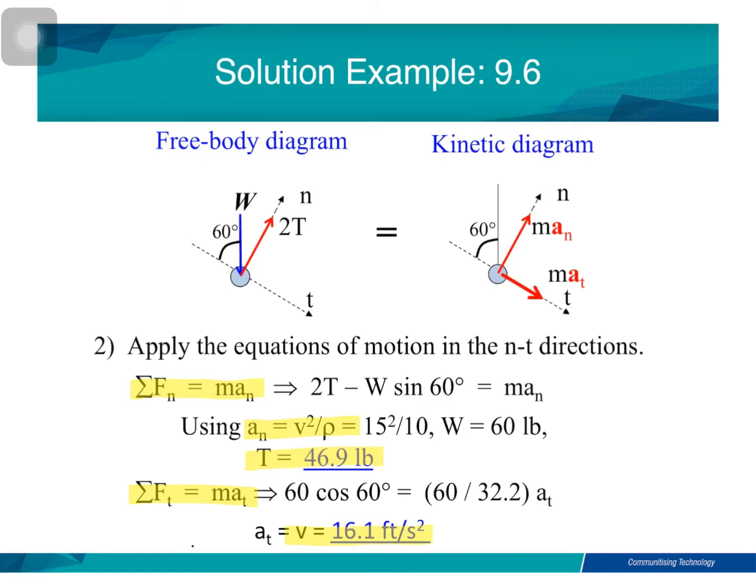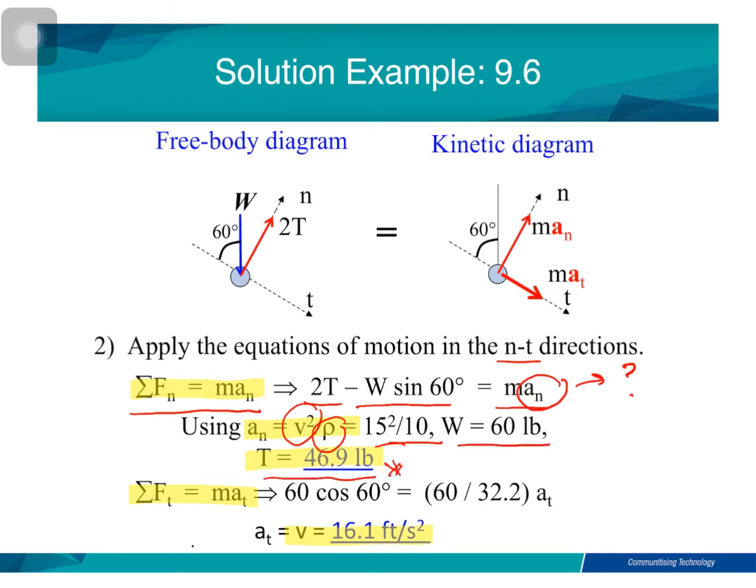Now for the equations of motion, you resolve into normal and tangent. Number one, you must resolve all the forces in the normal direction. Summation F_n is equal to m a_n, so 2T minus W sin 60 is equal to m a_n. Now you need to calculate m a_n. a_n is equal to v squared over rho. V squared is given, rho is also given. So you can get T is equal to 49.6 pounds.